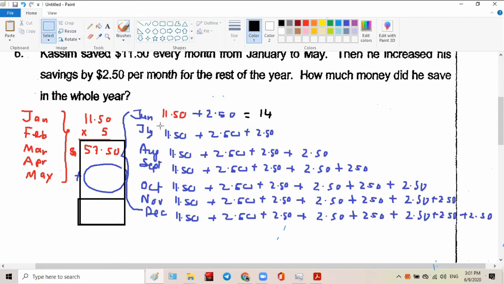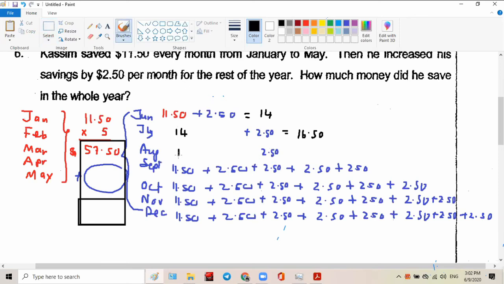Then after that, you actually don't need to write this. You just write $1400 plus 250. You're going to get what? 1650. And then August, you don't really need to write what I do. You just write 1650 plus 250. You know what I mean? And so on, and then you add them together. You understand what I'm trying to tell you?